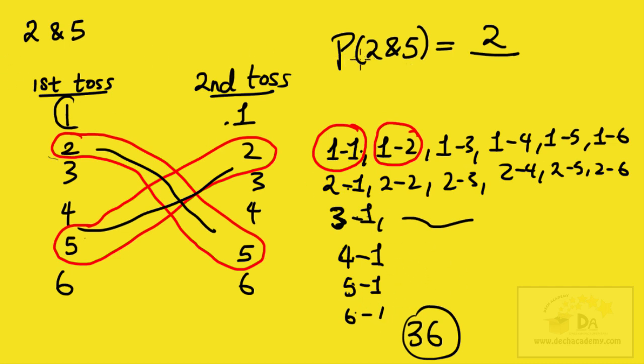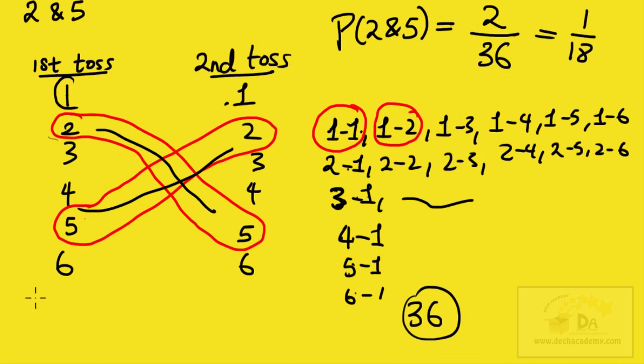So the probability of getting a 2 and a 5 in any order, that's basically what this question is saying, is 2 divided by the total number of outcomes, 36, which is 1 divided by 18. I'm comparing this to the case where I'm saying probability of getting a 2 and then a 5. So you're saying you're getting a 2 in the first case.